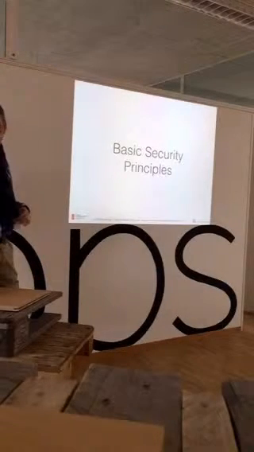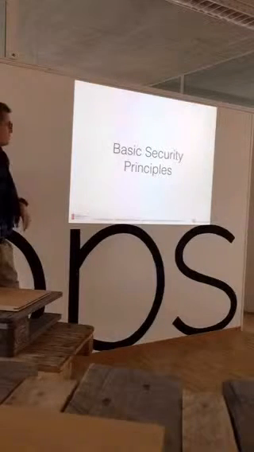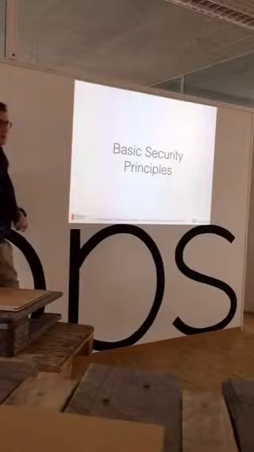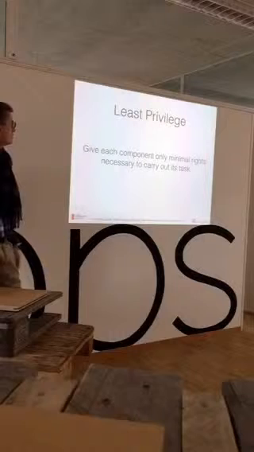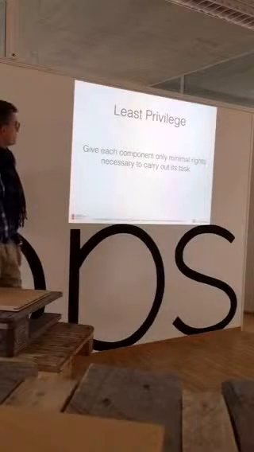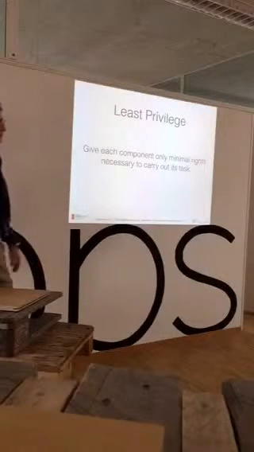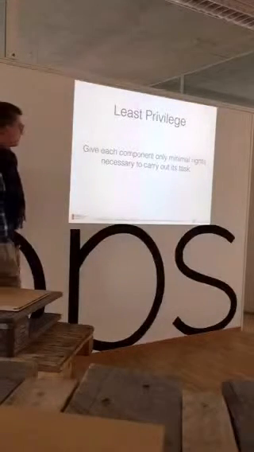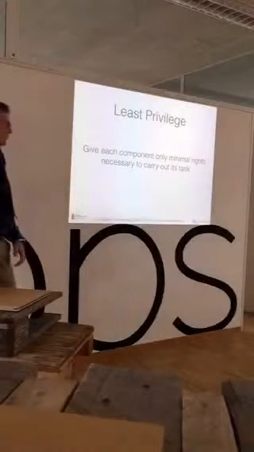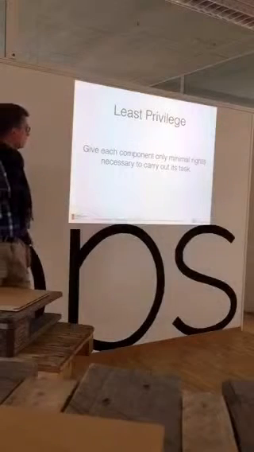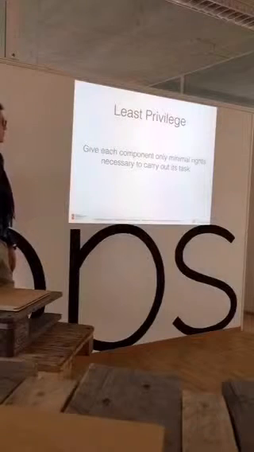Just quickly, I would like to present less than 10 basic security principles that are completely universal and that you must apply when you build secure software. The principle of least privilege: you have to give each component only the minimal rights necessary to carry out its task. It's not very easy most of the time. For instance, if you think about Android permissions, it's quickly necessary to give too many rights to your applications.